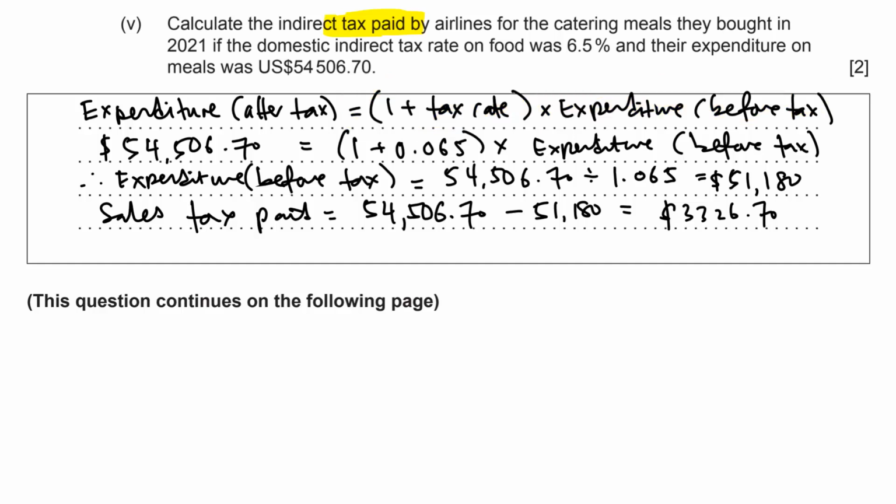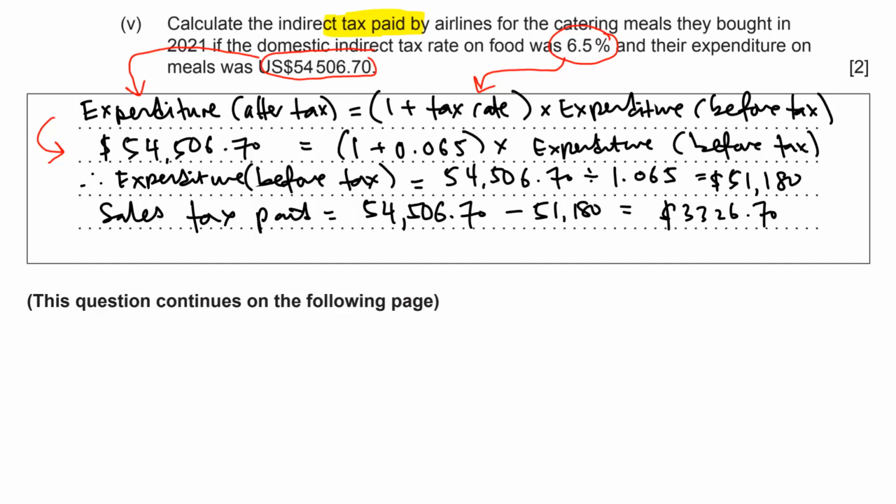Okay, so once we have this formula written down, the rest is actually pretty simple, because all we have to do is some substitutions and fill in the blanks. In terms of the tax rate, we're told that we have a 6.5% tax rate, so I'm going to substitute that into the formula. And we're told that we're spending $54,000, so that's going to go into the expenditure after tax, and that flows into the next line.